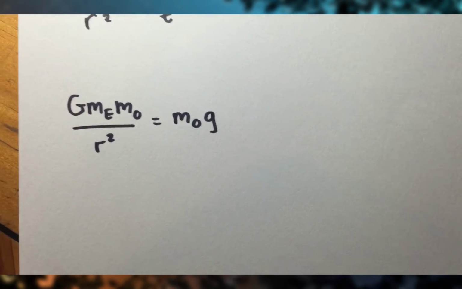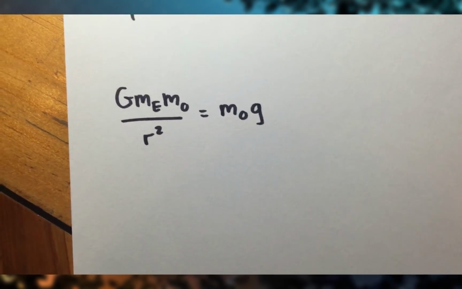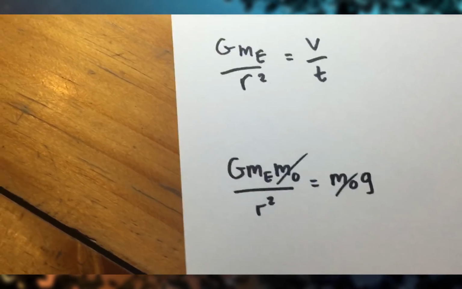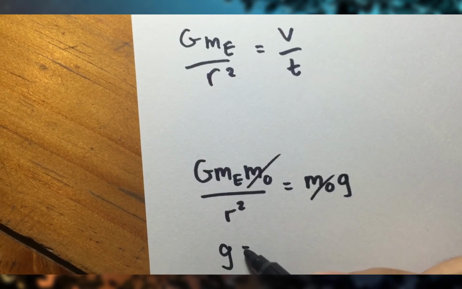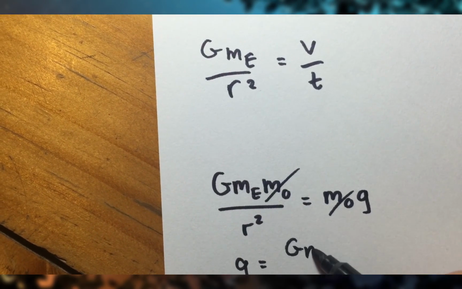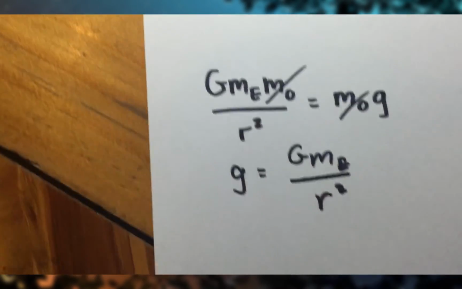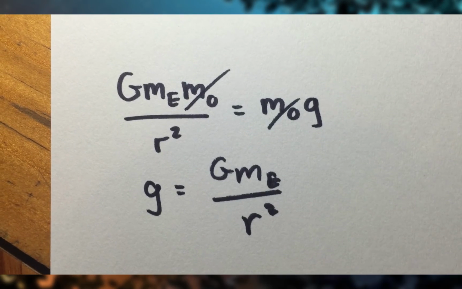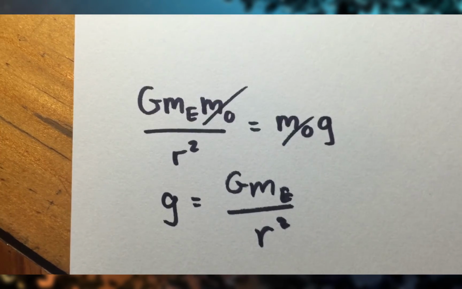Let's find the equation for gravitational acceleration. So now we know that this can be cancelled out and the only remaining side is g, so we can rewrite this equation into g equals the universal gravitational constant times the mass, now assume the Earth, over r squared.